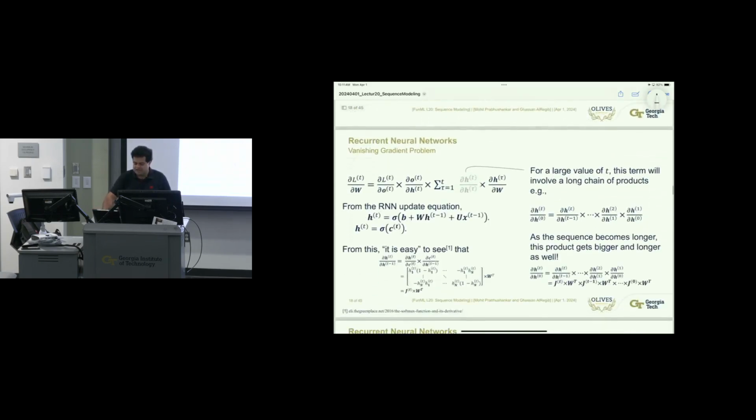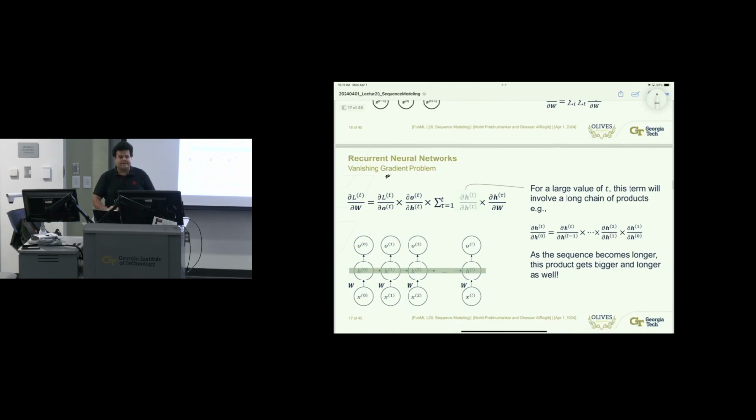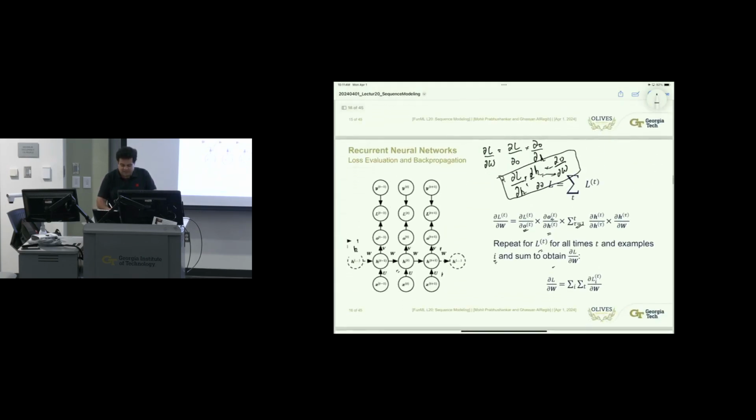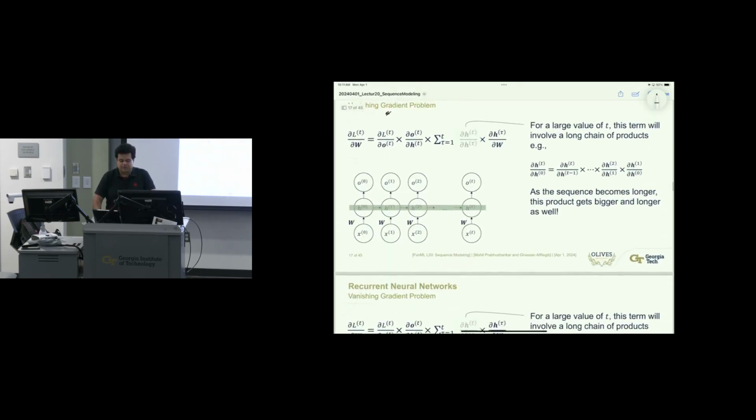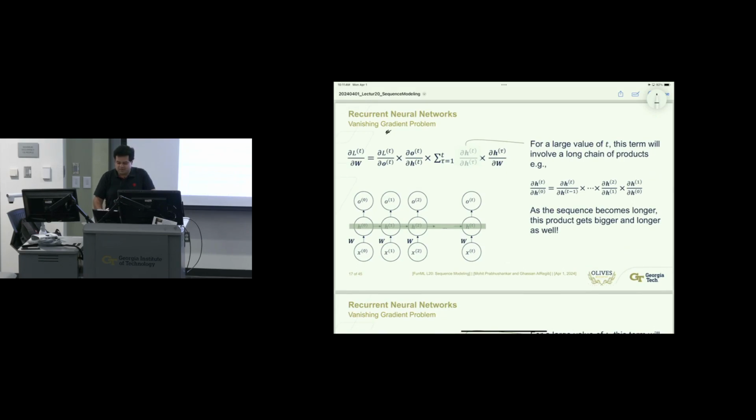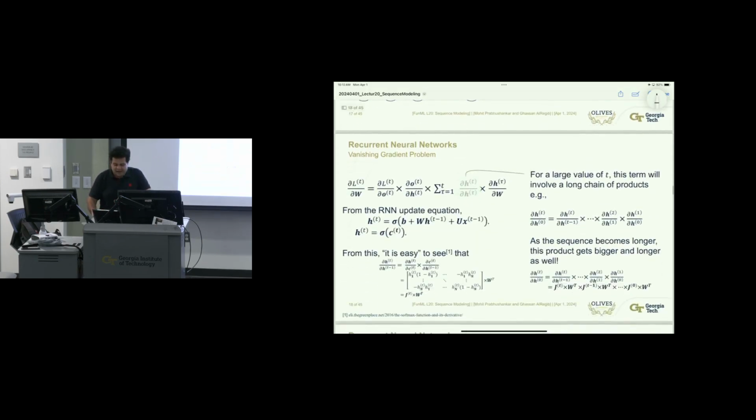Which essentially implies that you won't be able to get any gradients in the beginning. That means that for h at T minus 1, most of the loss is going to be considered here, while the previous loss is not going to be as much. The loss before that is also not going to be as much, and so on, right? So this is where the vanishing gradient problem comes in. For a large value of t, we are still doing a long chain of our gradients, and as the sequence becomes longer, the product also gets bigger. And generally, the gradients are going to go towards 0.